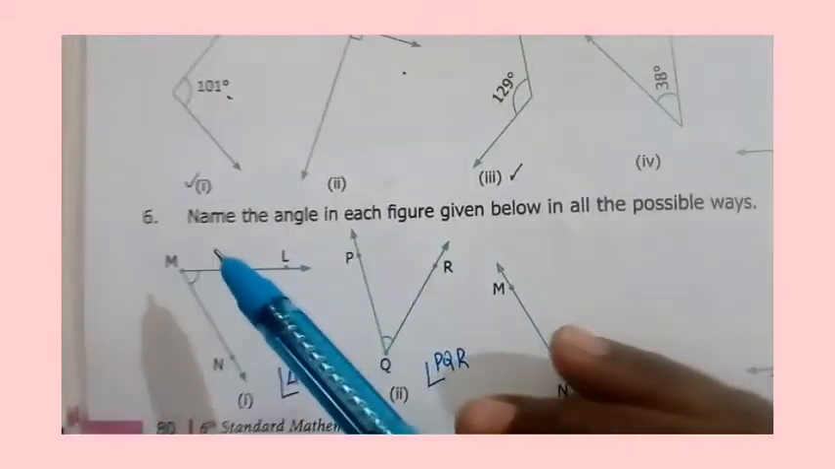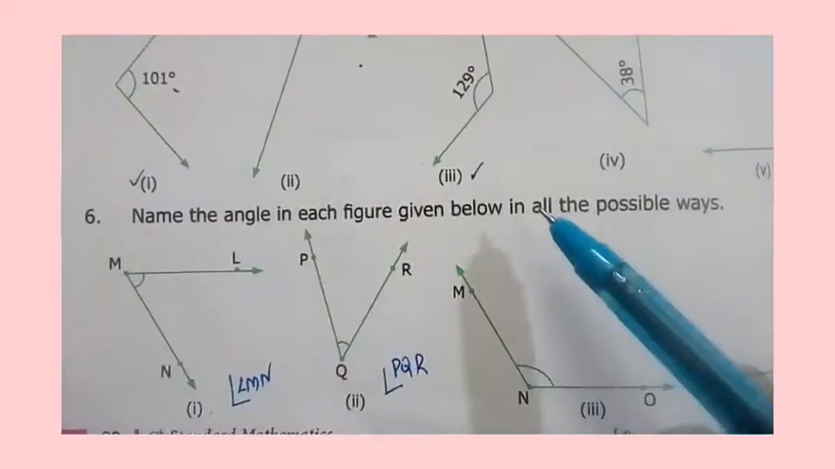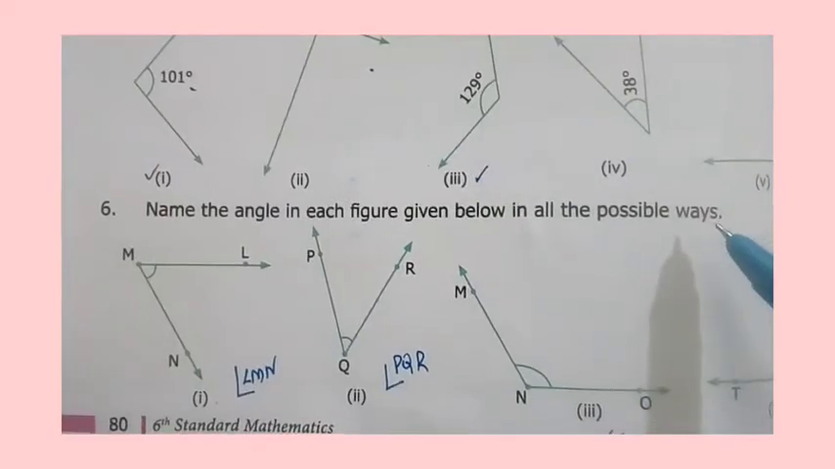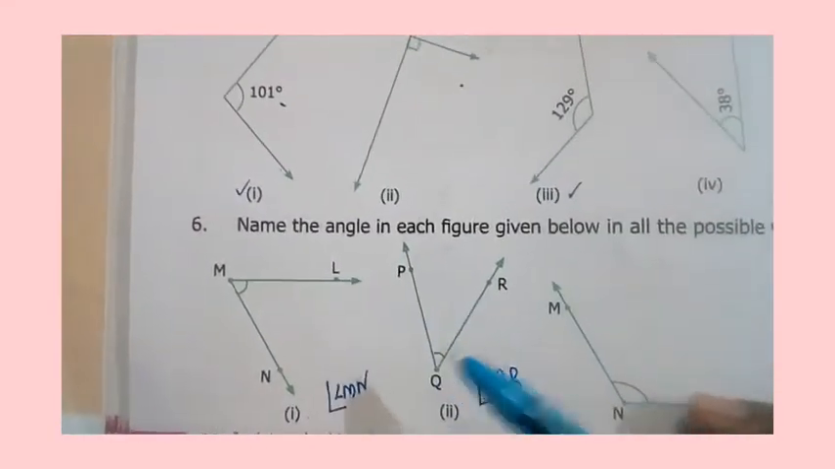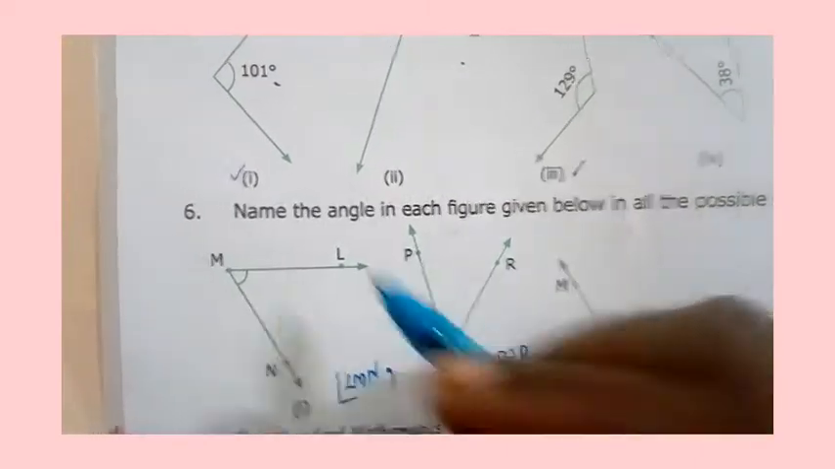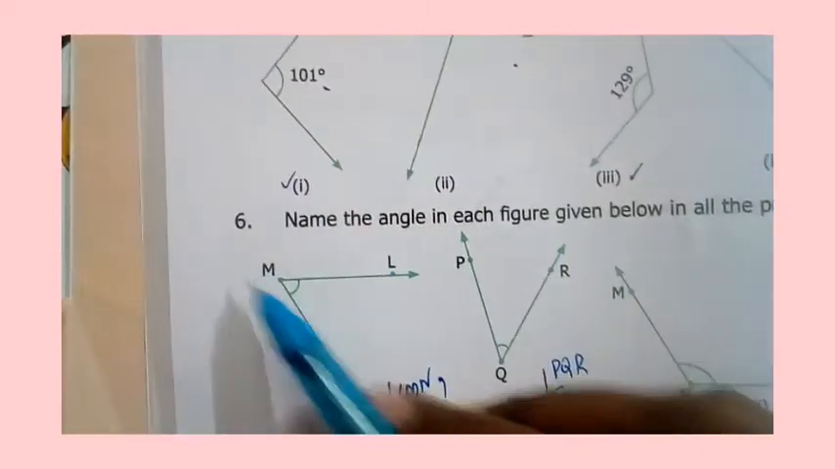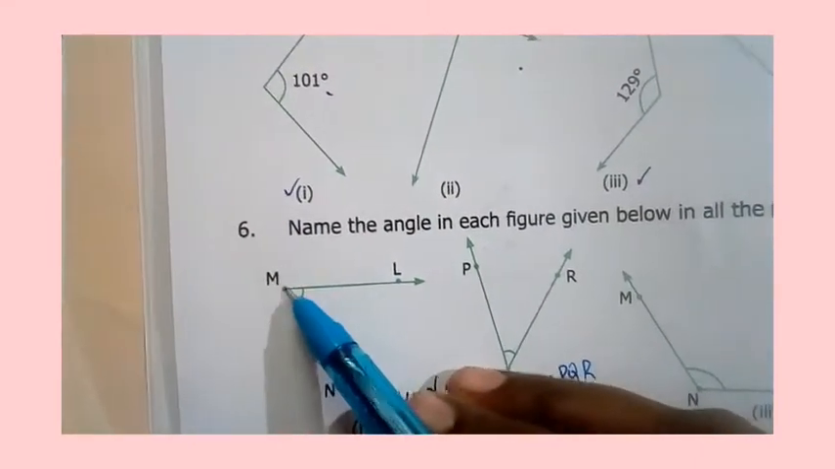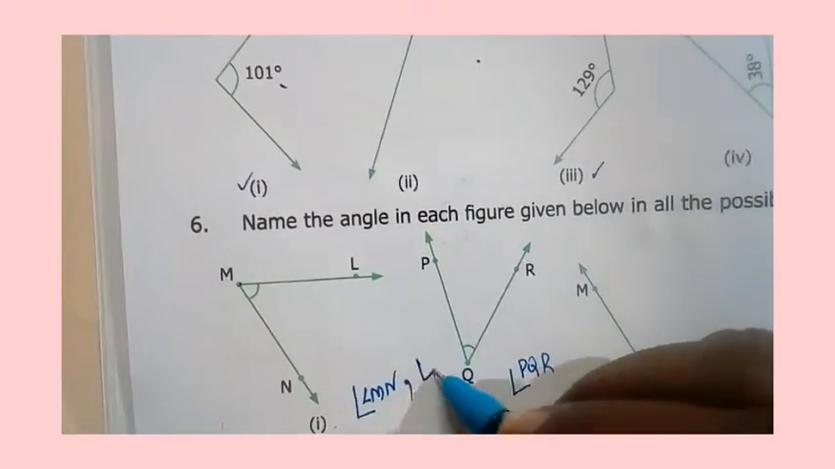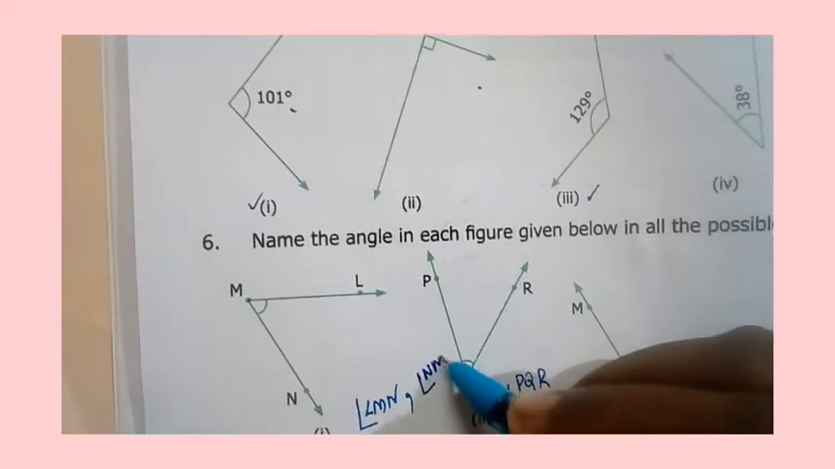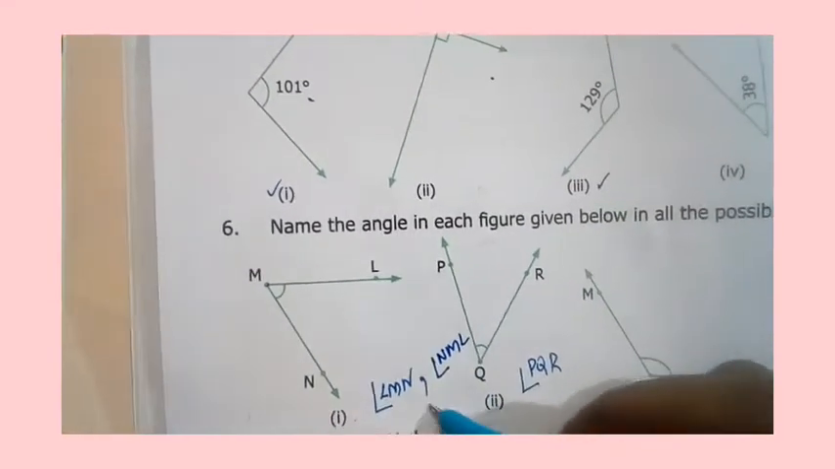Next, the sixth question: name the angle in each figure given below. We have to write all the possible ways. Sometimes all possible ways are asked, so you have to write them. For this angle, how do you mention it? Angle LMN, where the vertex is right in the middle. Another way: angle NML, or angle M. These three ways are possible.